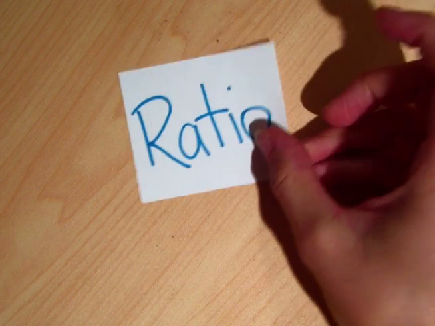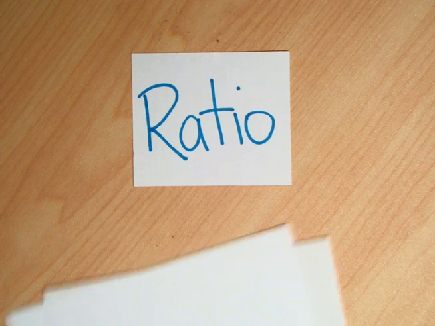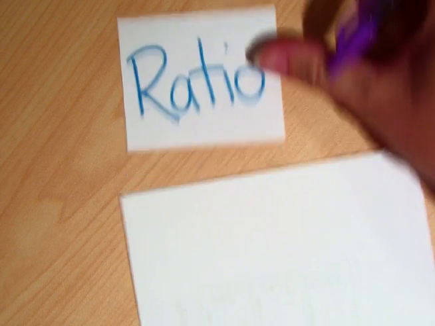Hey, today's lesson is on ratios. Our vocabulary word is ratio. This is something I would put in my ISN. A ratio is a comparison of two quantities. A ratio is written in two different ways.